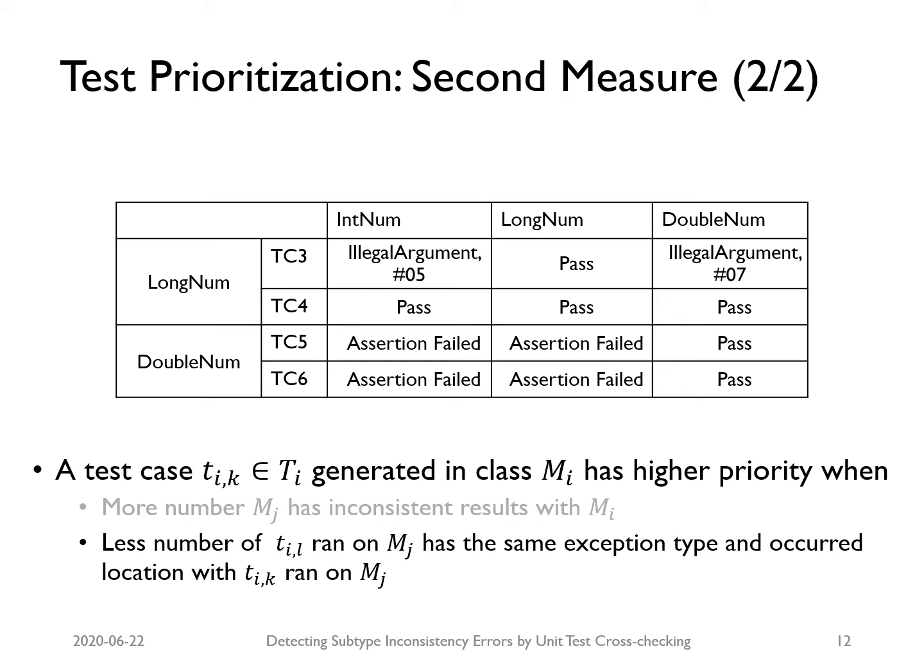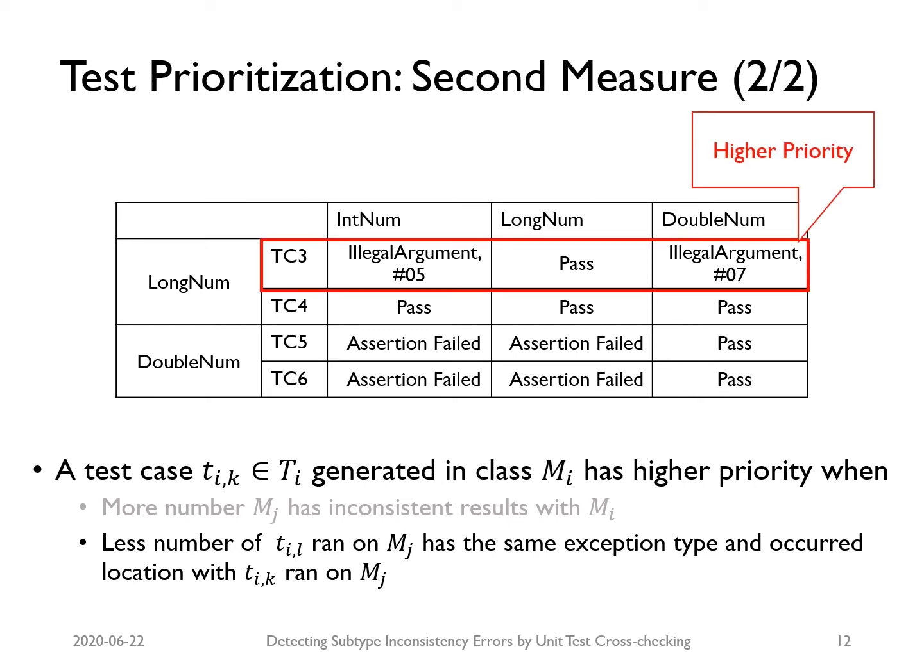Here, it is shown that the uniqueness of double num, which deals with floating point numbers, is shown throughout the several test cases. So, according to the second priority measure, test 3, which has the smallest number of tests with the same exception type and location, has the highest priority.